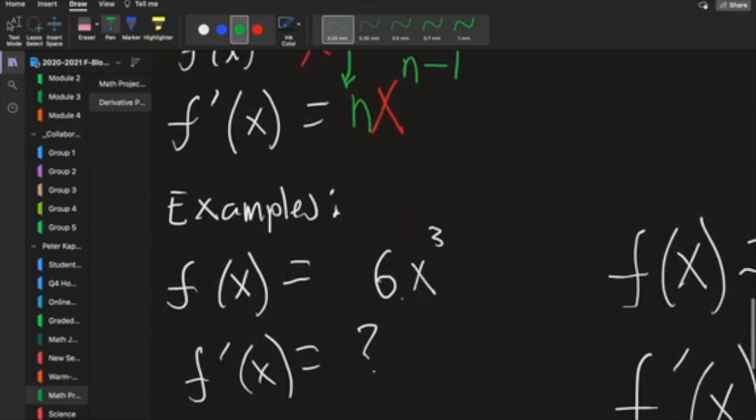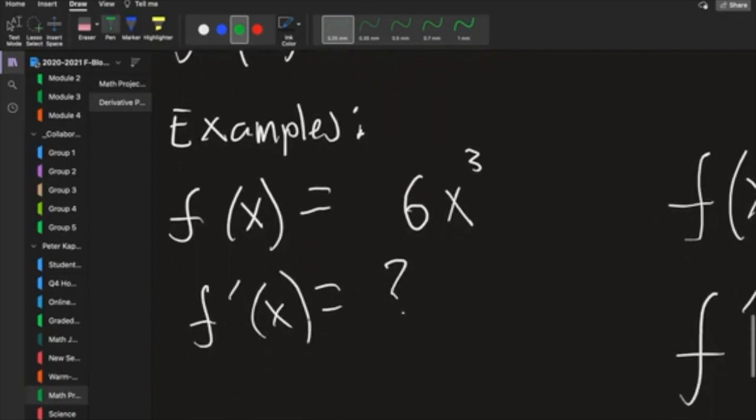First, we're given this function. f of x is equal to 6x raised to the third power. So say we want to find f prime of x. Go ahead right now, and if you want to find what f prime of x is, you can do that. Pause the video. Okay, so if you did this right, what we're going to do is multiply 3 times 6, giving us 18. Keep the x.